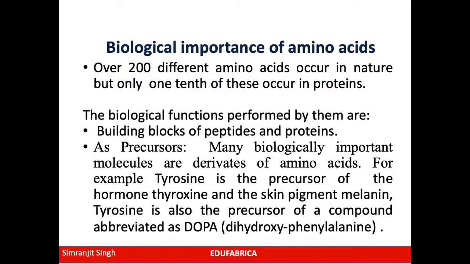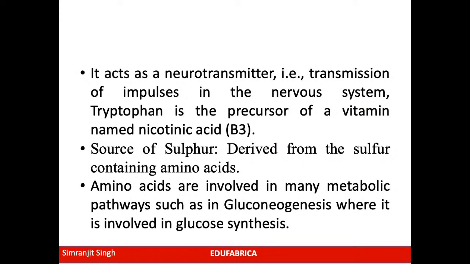For example, tyrosine is a precursor of the hormone thyroxine and the skin pigment melanin, and tyrosine is also a precursor of a compound abbreviated as DOPA, that is dihydroxyphenylalanine, which acts as a neurotransmitter, involved in the transmission of impulses in the nervous system. Tryptophan is a precursor of a vitamin, nicotinic acid, B3. They are the source of sulfur from the sulfur-containing amino acids, and they are also involved in many metabolic pathways such as gluconeogenesis, where they are involved in glucose synthesis.